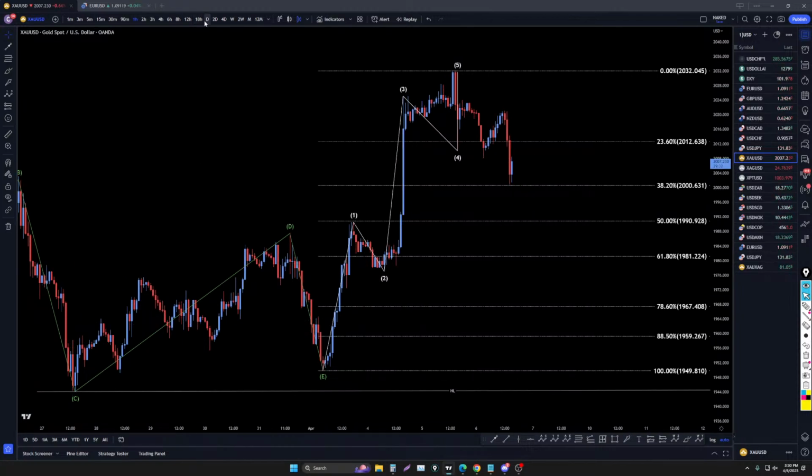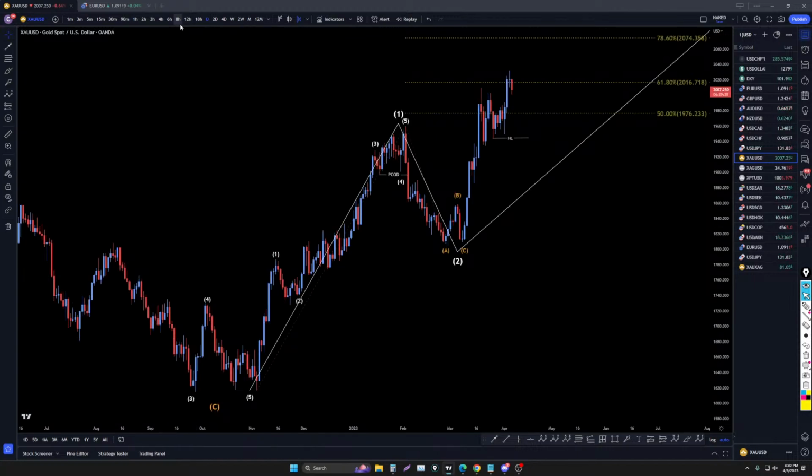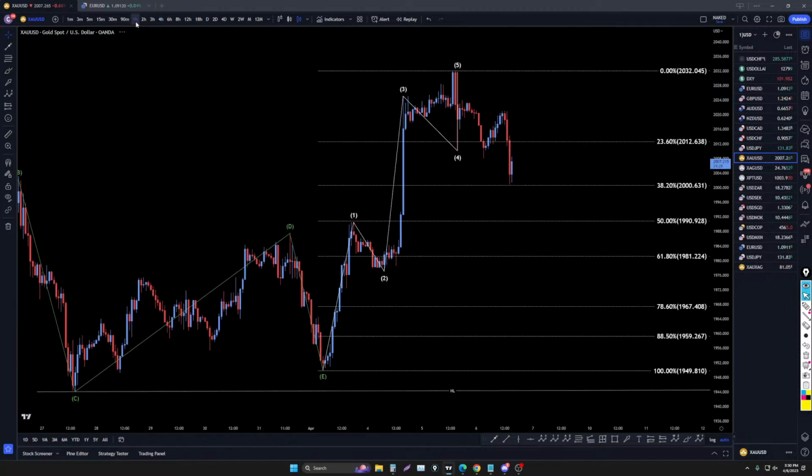So what do we got here on gold? The trend is definitely still up. There's no doubt about that. So yeah, let's see. Gold. I could still picture this being a correction, I guess. So if it does turn up, then I guess that would be a nice long opportunity for sure.